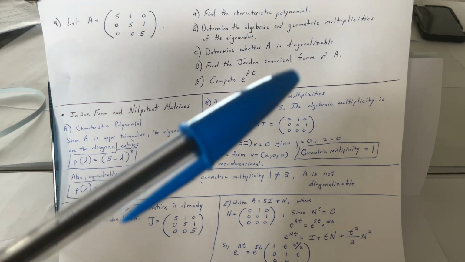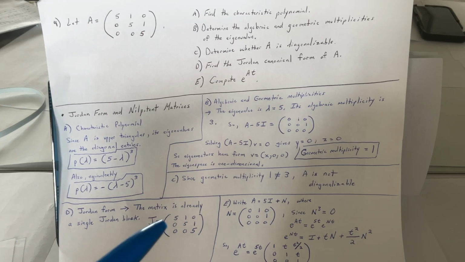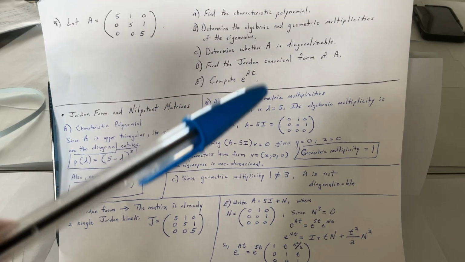For part D, find the Jordan canonical form of A. Part D, the Jordan form, the matrix is already a single Jordan block. J equals rows 5, 1, 0; 0, 5, 1; 0, 0, 5. And for part E, compute e to the At.